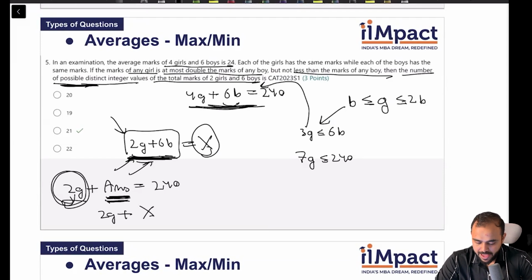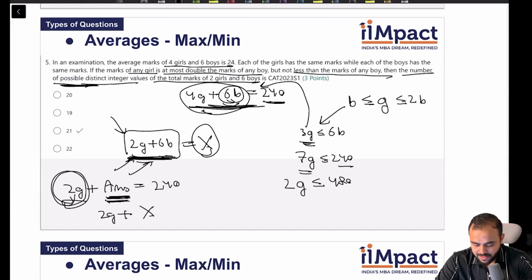All right, coming back. If you are replacing 6B with 3G, and 3G is smaller than 6B, this addition will become less than what it should have been. So 7G will be less than or equal to 240, or 2G will be less than or equal to 480 by 7. This is your maximum value of 2G. Similarly, you can find the minimum value of G as well.